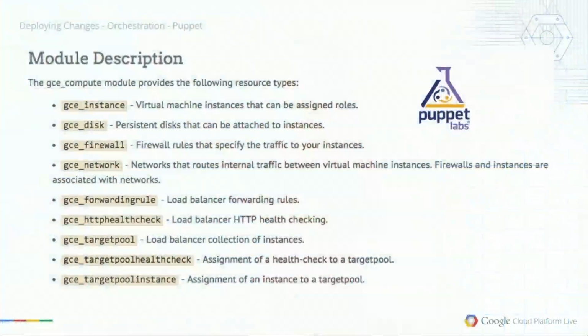Let's take Puppet as an example. What you see here is the GC compute module in Puppet. It contains the resource type definitions that describe the configurations of Compute Engine resources. And this allows Compute Engine resources to be modeled as native Puppet types. So you can see here both the raw resources, things you're familiar with, such as instances and disks, as well as the management objects like network configurations or target pool configurations.